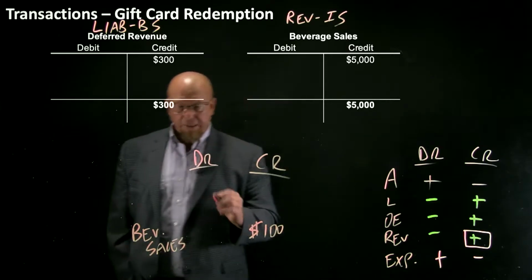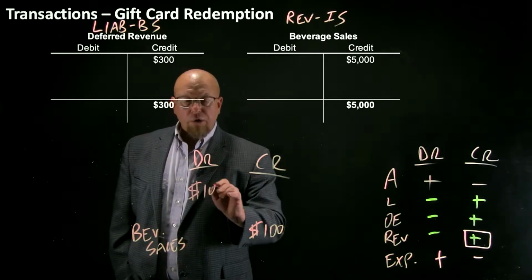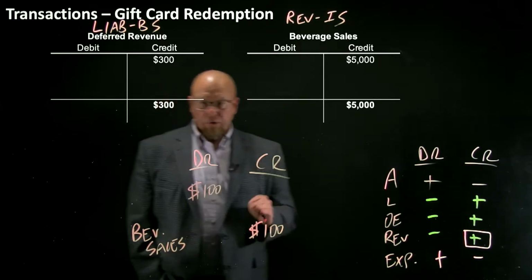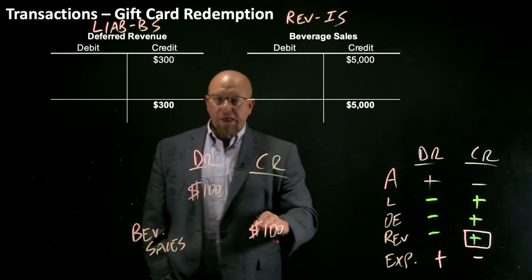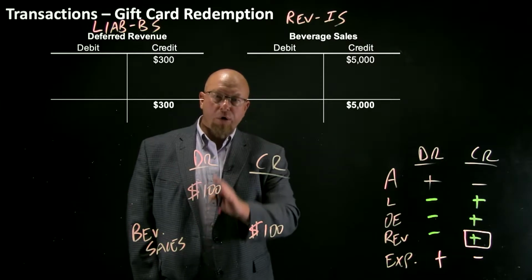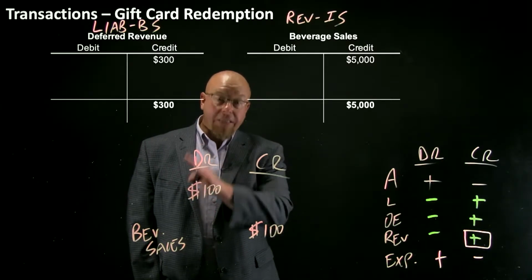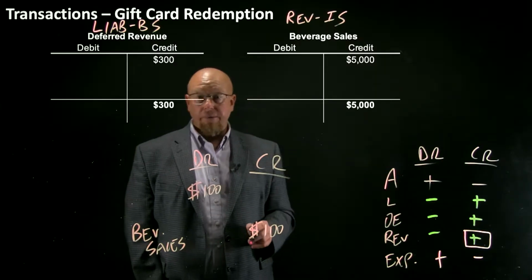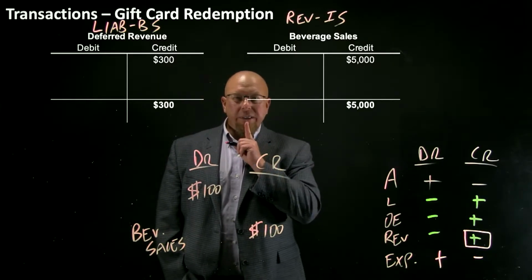Now the question is going to be this. You know that the total of your debits has to equal the total of your credits. So if we've made a credit entry to beverage sales for $100, we need to credit one or more accounts, or we need to debit one or more accounts for $100 here. The question is, what are we going to debit?